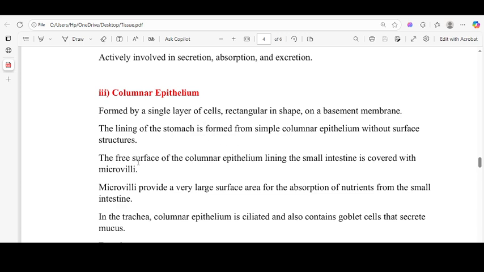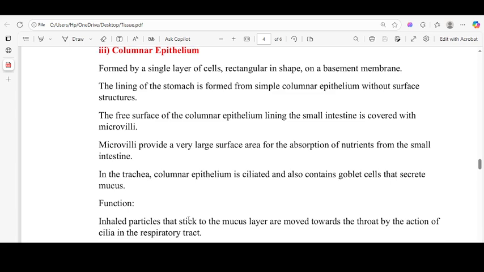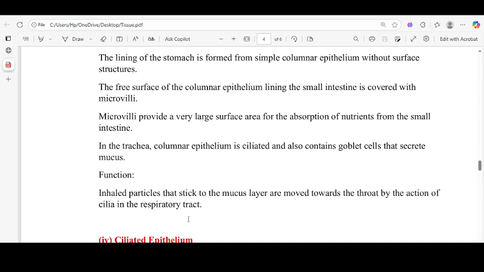And third, the free surface of the columnar epithelium lining the small intestine is covered with microvilli, which are finger-like structures. Microvilli provide a very large surface area for the absorption of nutrients and other food particles in the small intestine. And in the trachea, columnar epithelium is ciliated and contains goblet cells that secrete mucus.